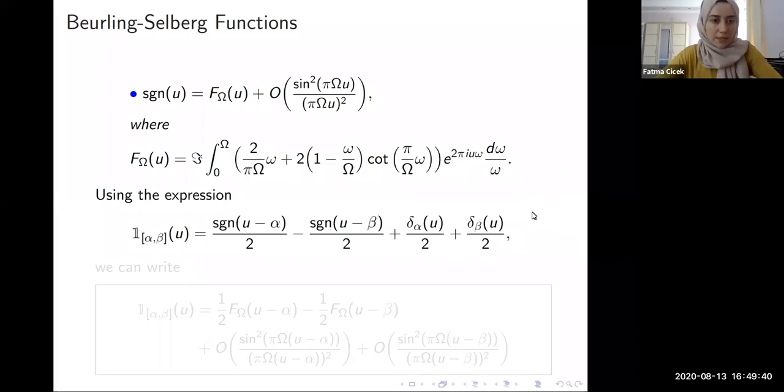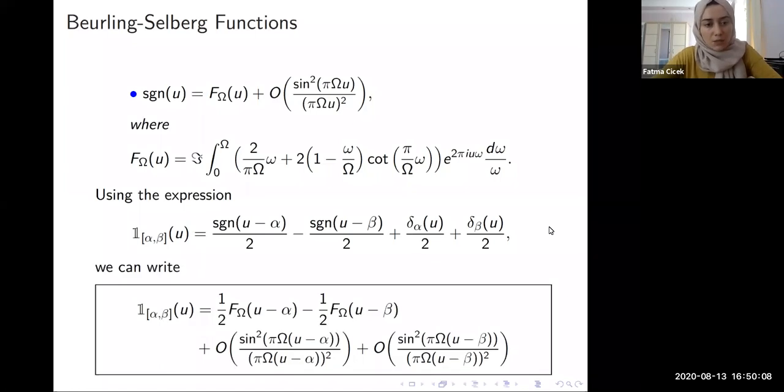The characteristic function, this is a nice exercise to see if you haven't seen something like this before. The characteristic function of an interval is given in terms of the signum functions and also the Dirac delta function. So when u is alpha, this will give you 1, but when u is not alpha, this will give you 0. So this is a general expression, and using it, you can now approximate the characteristic function of an interval. These are the Beurling-Selberg functions that we have, and the Dirac deltas also end up in these error terms.